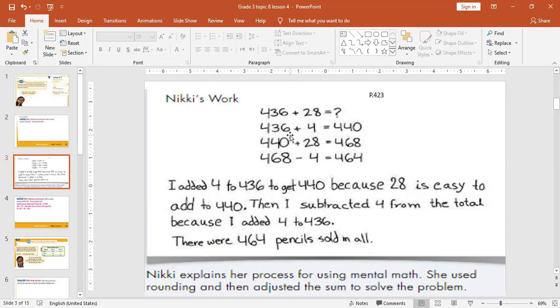So I added 4 to 436 to get 440, because 28 is easy to add to 440 more than, of course, 436. Then I subtracted 4 from the total because I added 4 to 436. So the answer will be 464 pencils sold in all.